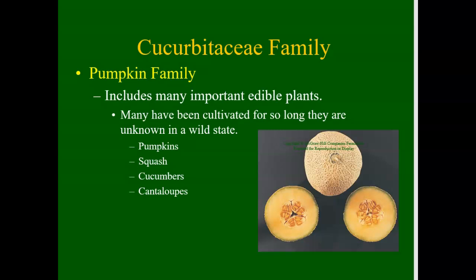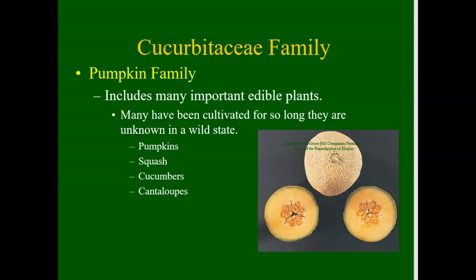The next group we're going to do is the pumpkin family, which is the Cucurbitaceae family. And lots of important edible plants are in this group. Some of those have been cultivated for so long that we can't even find them anymore in the wild. So there's pumpkins, squash, cucumbers, cantaloupes. All of those are members of the pumpkin family or the Cucurbitaceae family.